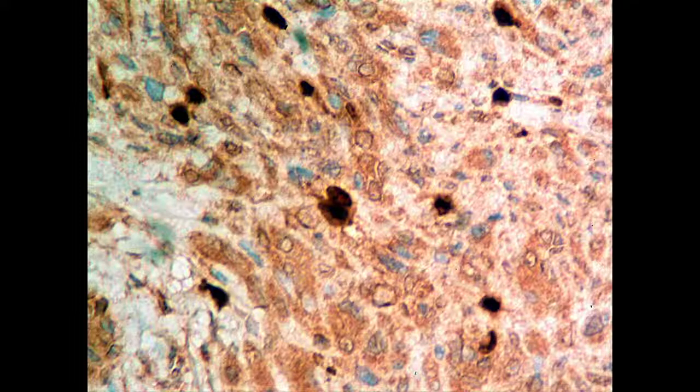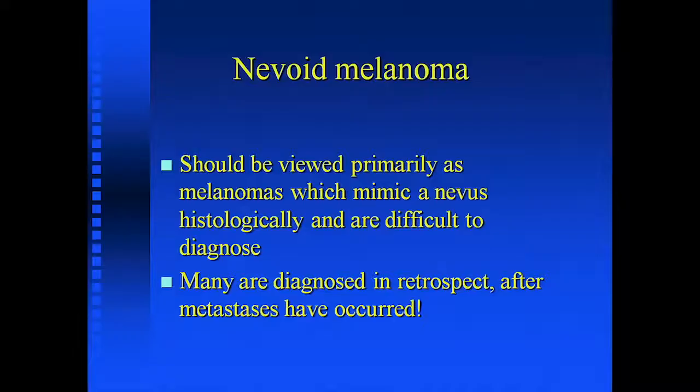Here's the Ki-67. There was extensive staining at the base in this lesion. It should be viewed primarily as melanomas which mimic a nevus histology and are difficult to diagnose. But unfortunately, the real meaning of this term is that many times these lesions are diagnosed only in retrospect when a metastasis has occurred. And obviously, none of us want this to occur. Thank you very much.